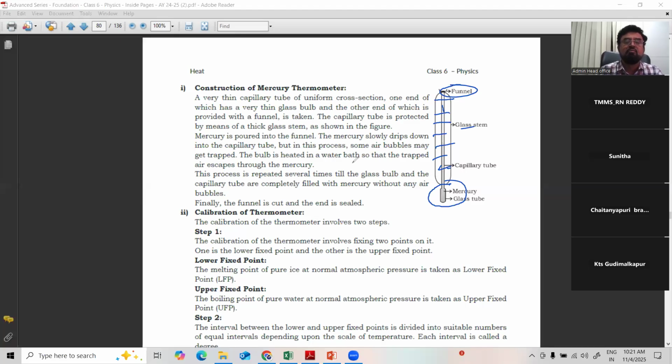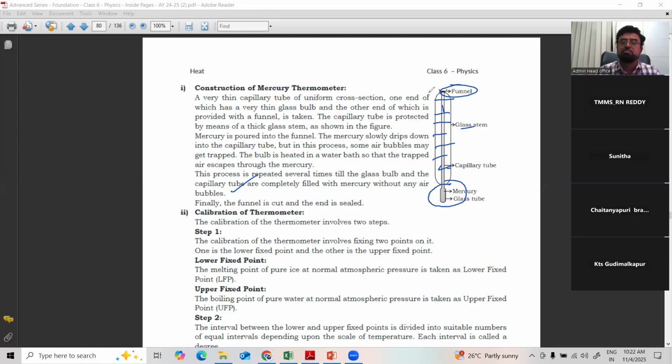The bulb is heated in the water bath so that trapped air escapes through the mercury. When you place it in hot water, the mercury expands and the air comes out. Then you have to close it. You should not allow the air to stay inside. This process is repeated several times till the glass bulb and the capillary tube are completely filled with mercury without any air bubbles. Finally, the funnel is cut and the end is sealed.